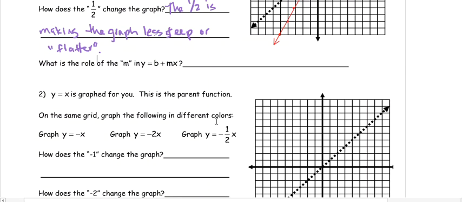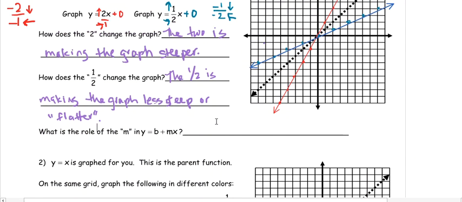So what is the role of m in y equals mx plus b? The role of m is just measuring the slope. It tells you the steepness of the graph.